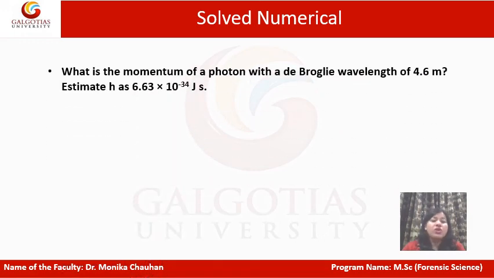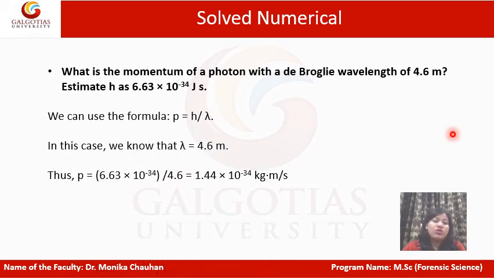The last question: what is the momentum of a photon with a de Broglie wavelength of 4.6 meter? Estimate h as 6.63 × 10⁻³⁴ joule second. So for this numerical we apply the formula momentum = h/λ, where we know the value of λ, that is 4.6 meter. Apply all the values in this formula and get the answer.